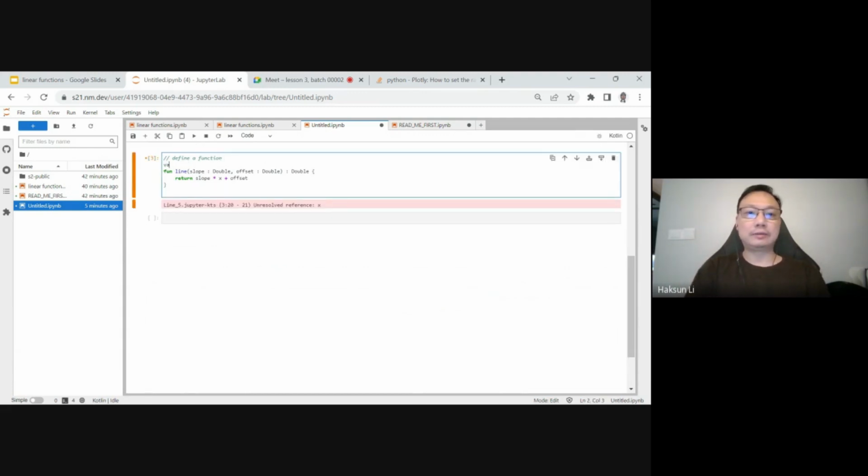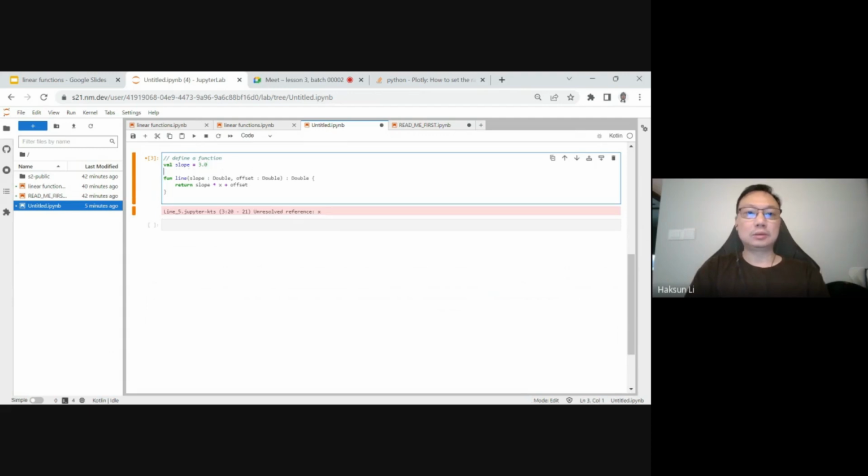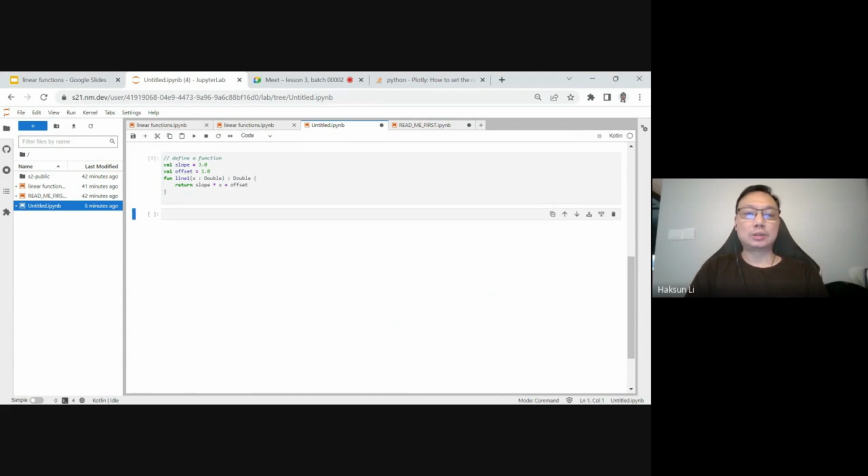Well, the slope, let's say, is 3.0. And then the offset equal to +1 here, okay, +1. And this line function is my line 1. So, line 1, 0, always start with 0 because that's the origin.